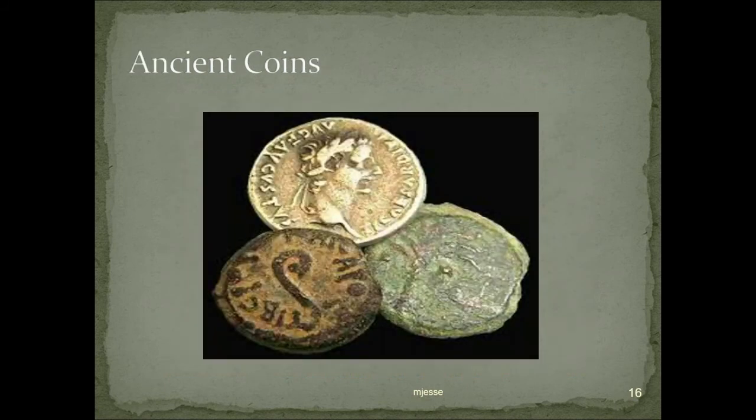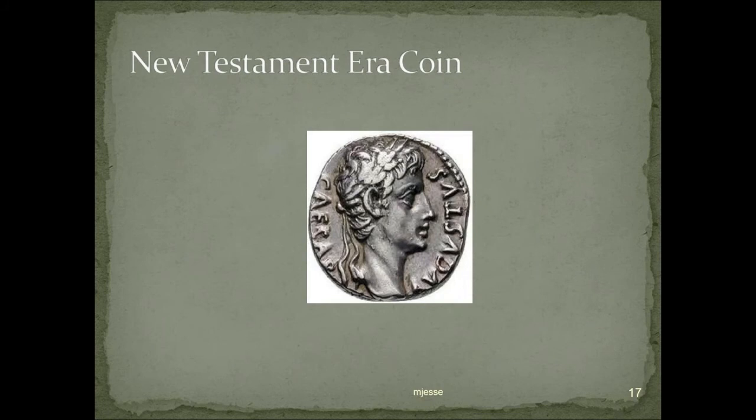Ancient coins that are used for dating, different time frames. The New Testament era coin, this one has Caesar Augustus on it.